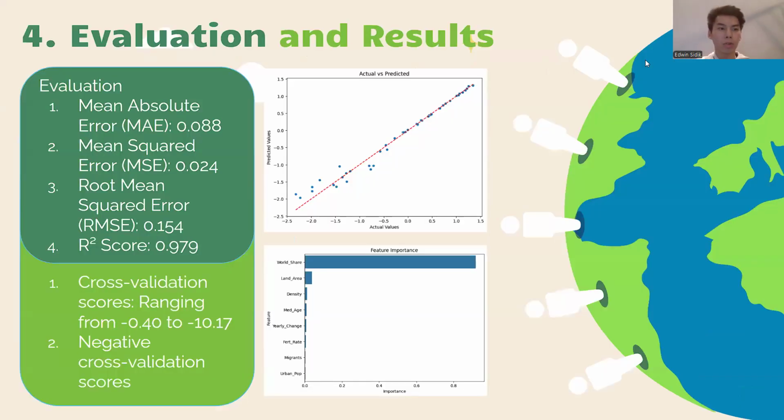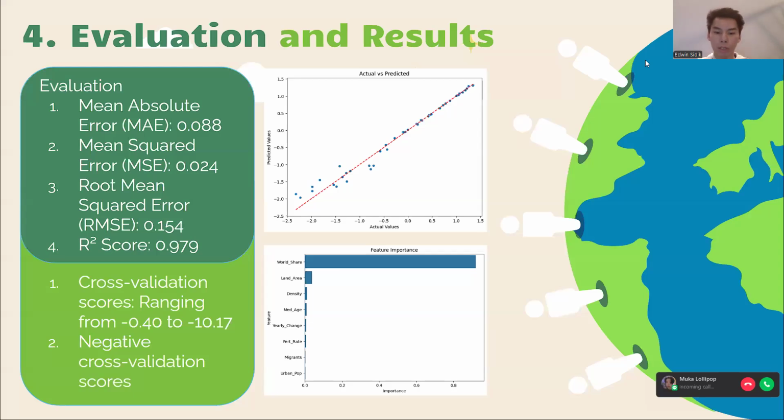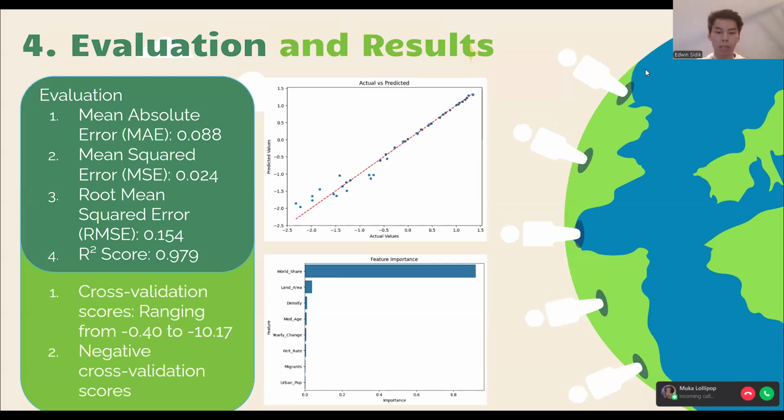Now, next for the fourth part is the evaluation and results. Let's take a look at the mean absolute error of 0.088. It shows that on average, the model's prediction deviates from the true values by a small margin, indicating good accuracy. Also, the mean squared error of 0.024 and 0.154 indicates the overall magnitude of errors, where lower values signify fewer larger errors. Also, the R squared score of 0.979 means that the model explains 97.9% of the variability in the data, showing its strong predictive power.